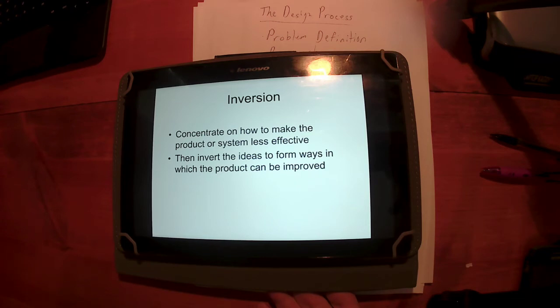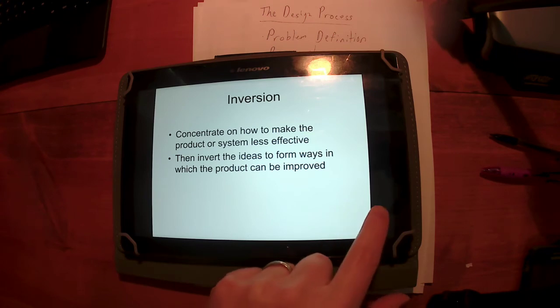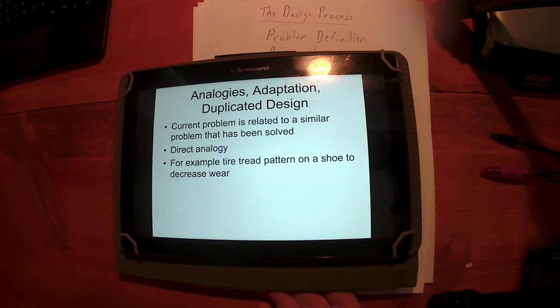Look at me using calculus there, right? How can I change this function? What variables control that function? That's what we call inversion, and that's a really good way sometimes to generate ideas: how can I make this worse, or how can I not accomplish this goal? And that will force you to come up with some solutions, and the opposite of those will be how you can accomplish it.